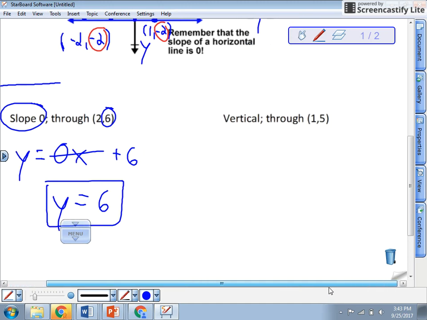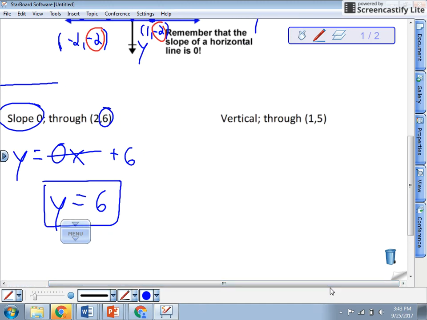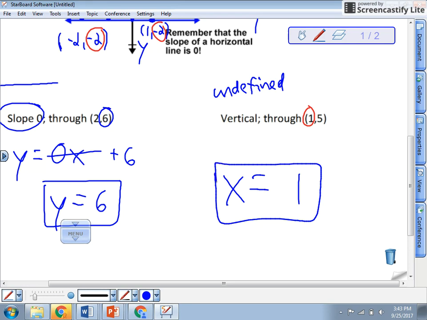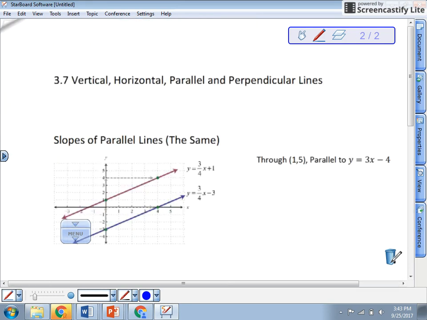Over here, vertical. That means we know that the slope is undefined. So we know it's going to be x equals, if it's a vertical line or undefined slope, and we just look at what is the x value of our ordered pair. So this one is x equals 1. And that's how you're going to write the equations of horizontal and vertical lines. Okay, on to the back side.